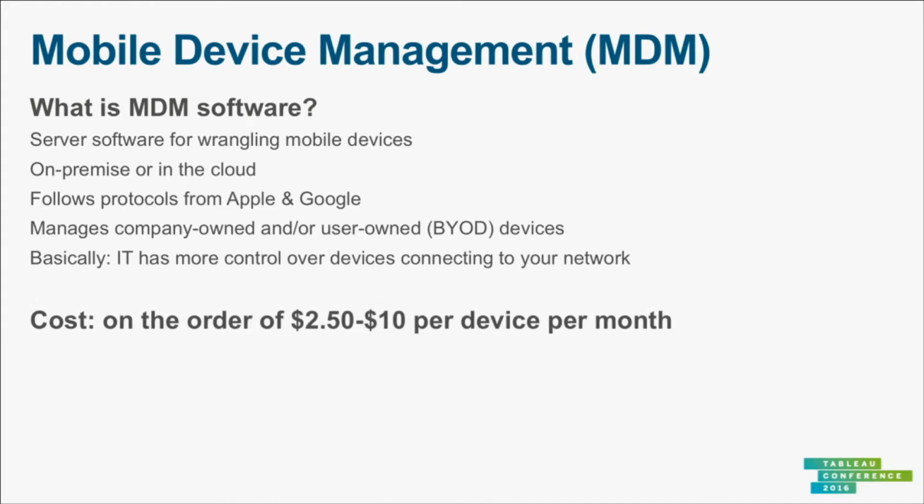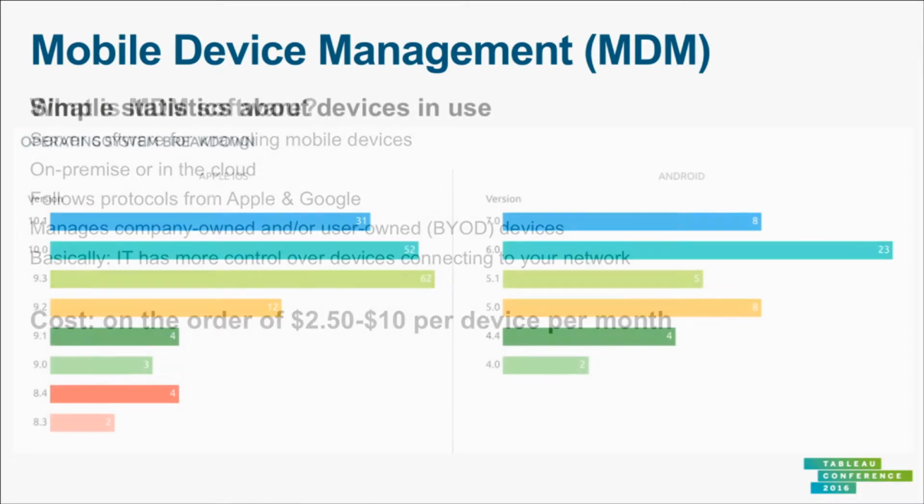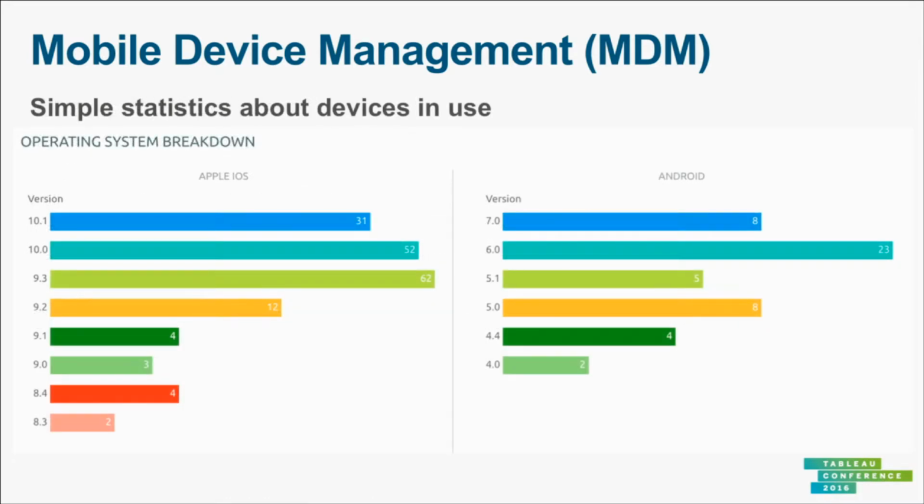To get an idea of cost, it's on the order of $2.50 to $10 per device per month. And this is publicly available. You can find this on MDM vendor sites. But on the low end, that's about $30 per device per year. It's not so bad. Some of the things they do provide simple statistics about use. So what are the operating systems of the devices that are connecting? It gives you a nice idea there.